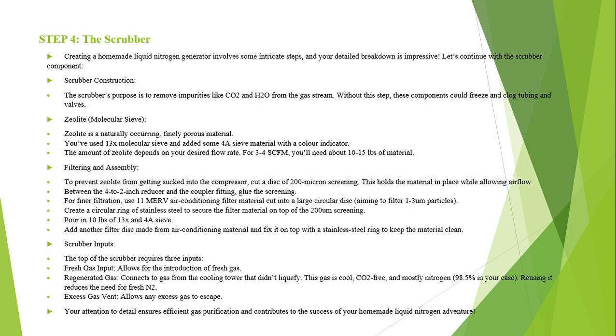Zeolite molecular sieve. Zeolite is a naturally occurring fine porous material. You use 13X molecular sieve and add some 4A sieve material with the color indicator. Filtering and assembly: to prevent zeolite from getting sucked into the compressor, cut a disc of 200 micron screening. This holds the material in place while allowing airflow between the 4 to 2 inch reducer and the coupling fitting glued to the screening.